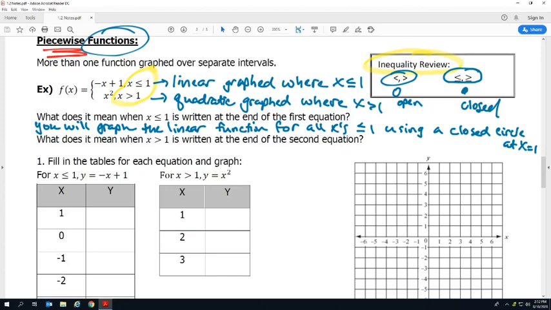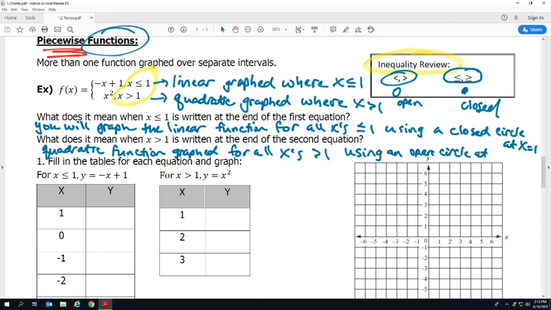And then what does it mean when x is greater than 1? You're going to have a quadratic function graphed for all x greater than 1 using an open circle at x equals 1. All right, let's see what our table will look like. I'm going to scroll this up just a little bit, which will mean that this will probably erase. I'm sorry.